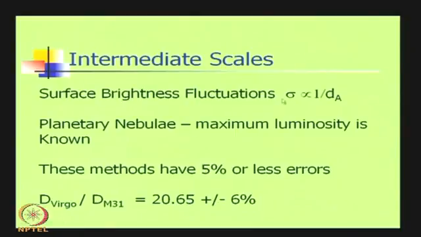All that we know is that these fluctuations are proportional to 1 by angular diameter distance. So, you have to determine the calibration. These methods are uncalibrated. If you can apply them to two different galaxies at two different distances, they will give you the ratio of the distances. Okay, and this gives us a ratio that the distance to Virgo by distance to M31 is 20.65.